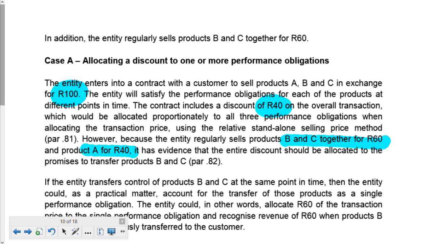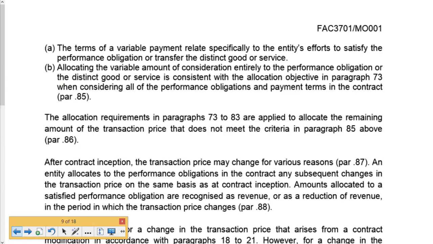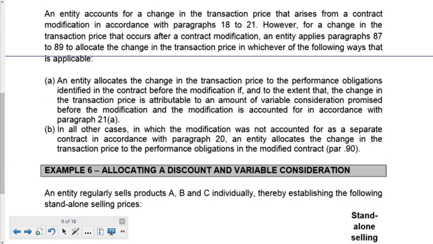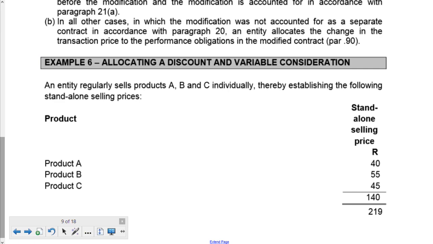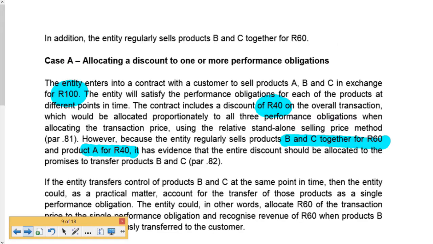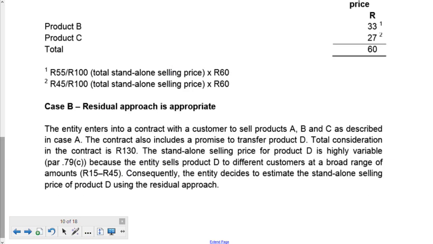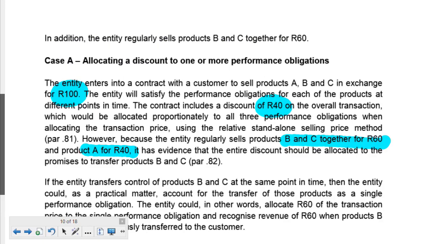So when we're looking at B and C together being 60, the original separate prices for B and C were 55 and 45. We're going to take 45 and 55 and use that to take my 60 and split it between the two.